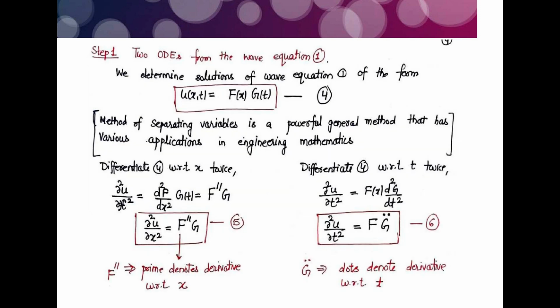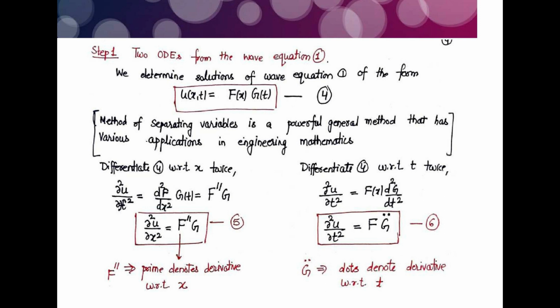So we are starting step 1. We rewrite the one-dimensional wave equation as 2 ordinary differential equations. So start with equation number 4 and let's assume that u of x, t, that is the deflection in the string, can be written as a product of 2 functions, capital F of x and capital G of t.